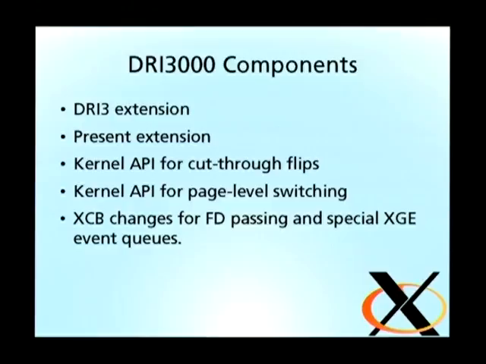The final thing we need for DRI 3000 is a bunch of new XCB extensions. We need to be able to pass FDs, and I'll talk more about that with DRI. And then we're creating these new special XGE event queues so that the GL library can capture events and not have them presented to the application. Because that actually turned out to be a big problem with DRI 2, as we'll see in a minute.